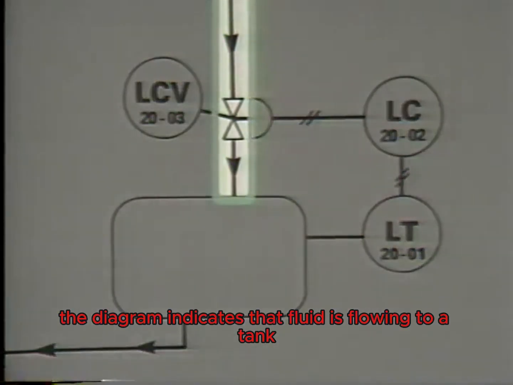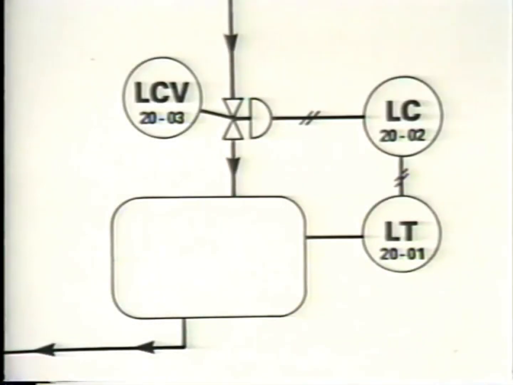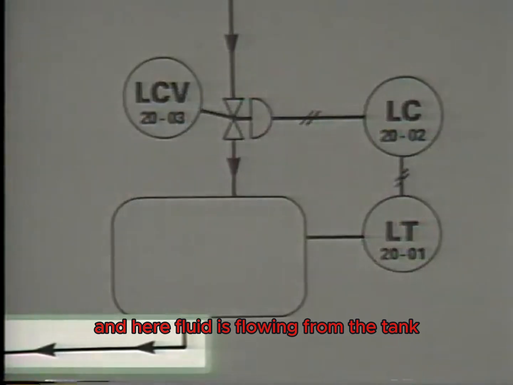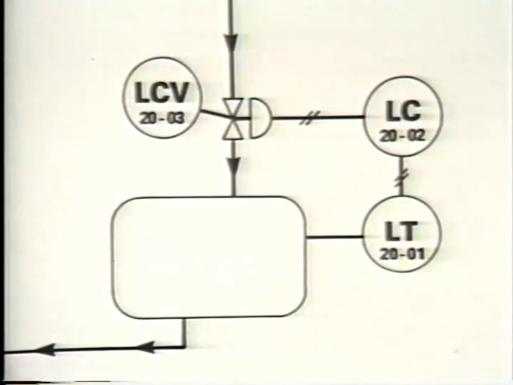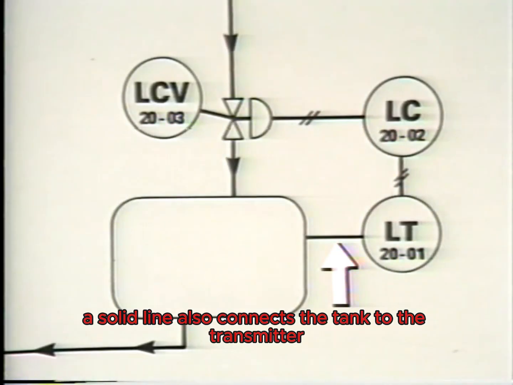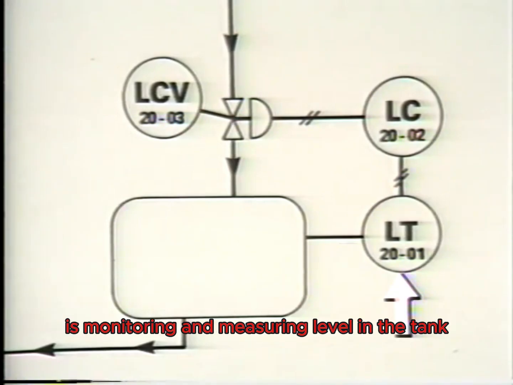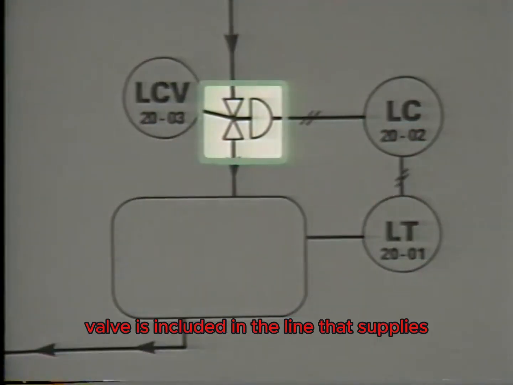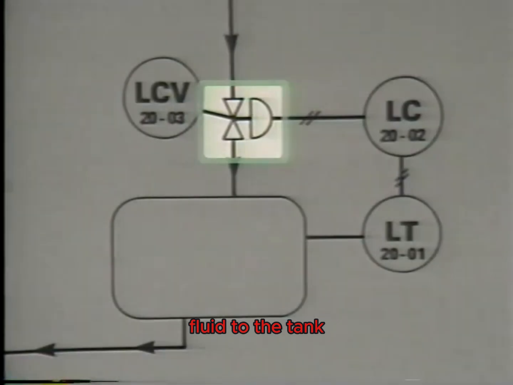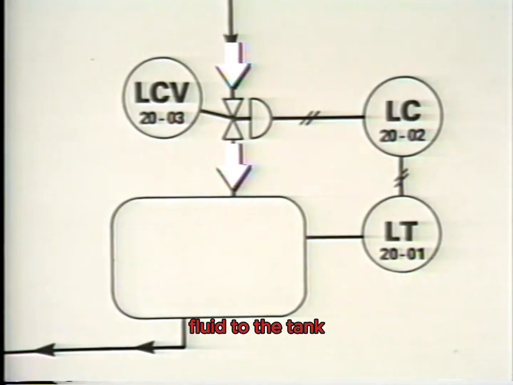Here, the diagram indicates that fluid is flowing to a tank. And here, fluid is flowing from the tank. A solid line also connects the tank to the transmitter. So, the transmitter is monitoring and measuring level in the tank. Here, the level control valve is included in the line that supplies fluid to the tank. This tells us that the valve is used to manipulate the flow of fluid to the tank.